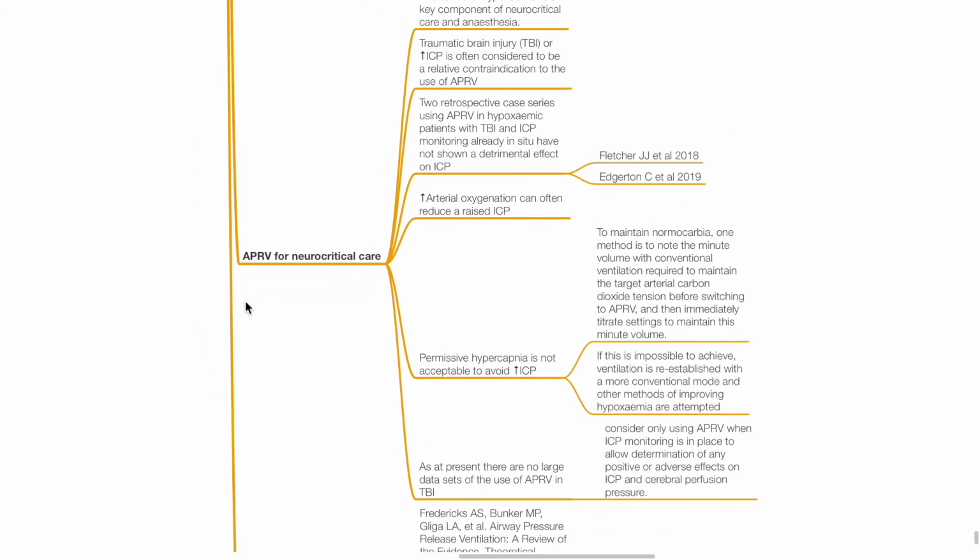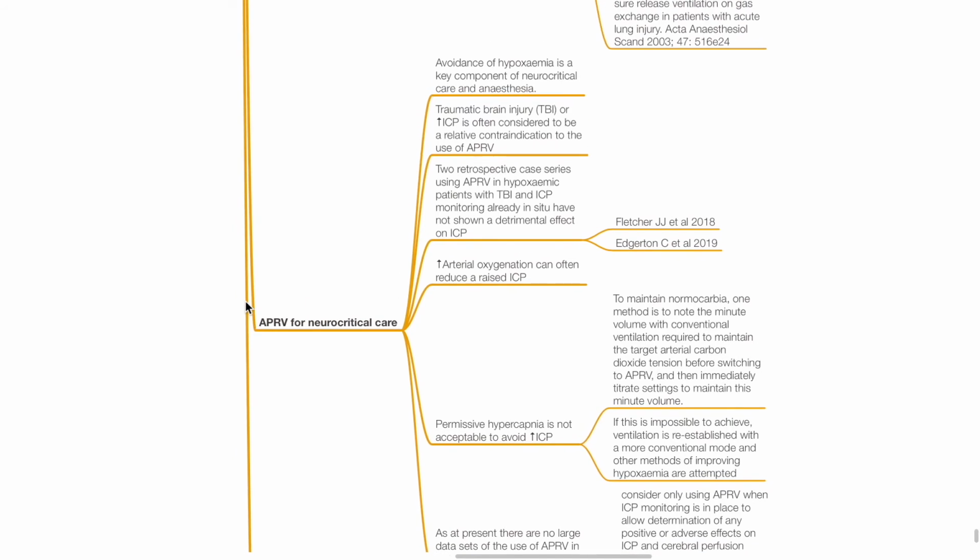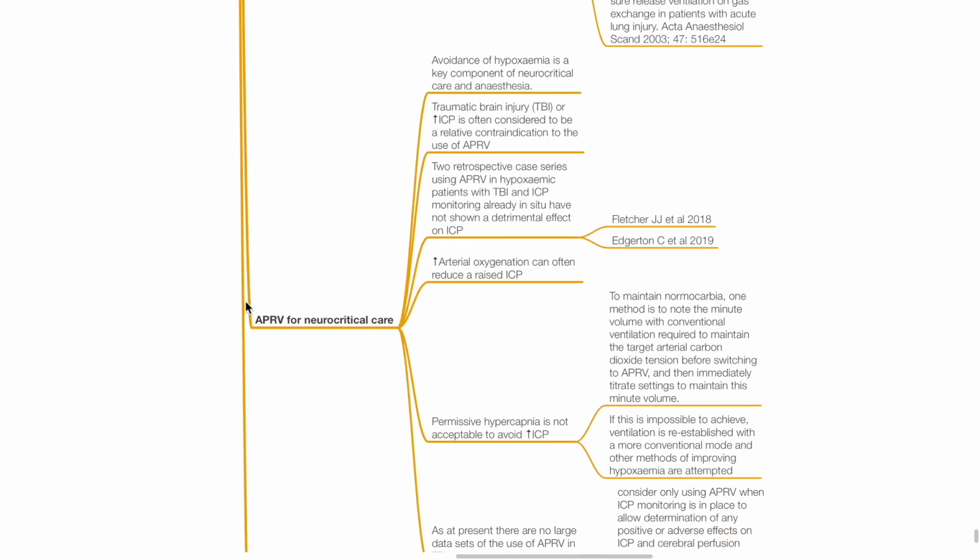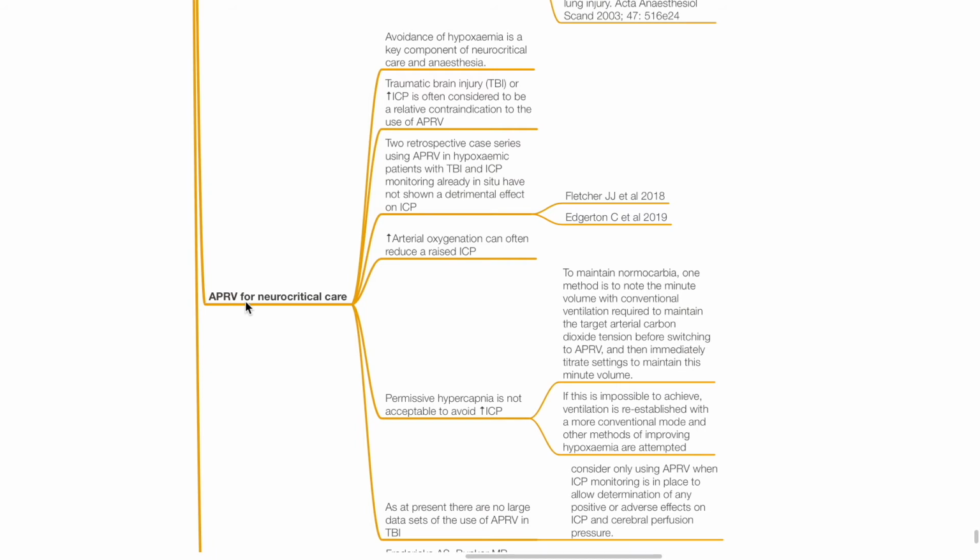APRV for neurocritical care. Avoidance of hypoxemia is a key component to neurocritical care and anesthesia. Traumatic brain injury or increased ICP is often considered to be a relative contraindication to the use of APRV. Two retrospective case studies using APRV in hypoxemic patients with traumatic brain injury and ICP monitoring in situ have not shown a detrimental effect on ICP. The case series are by Fletcher J.J. et al. in 2018 and Egerton C. et al. in 2019. Increased arterial oxygenation can often reduce a raised ICP.